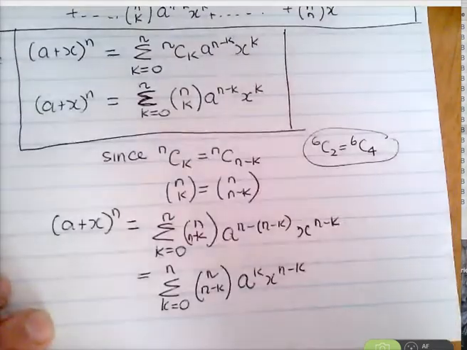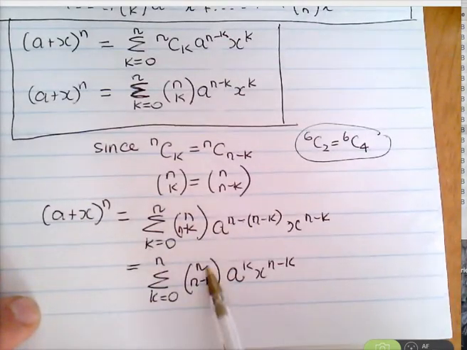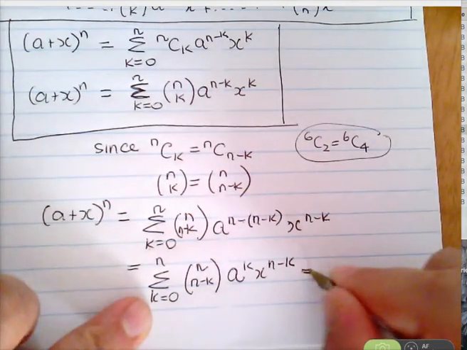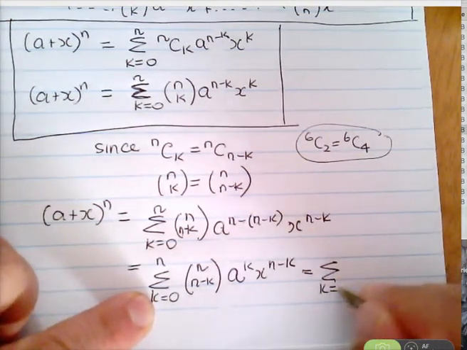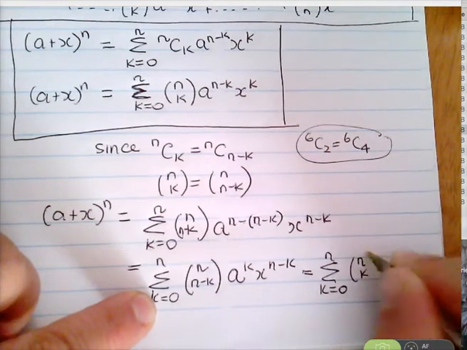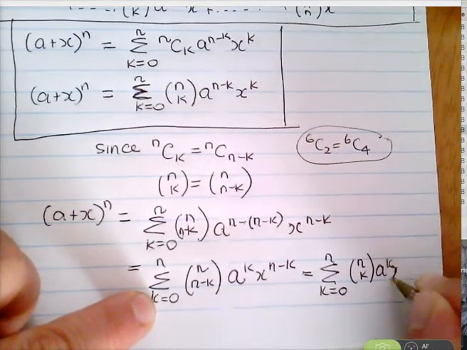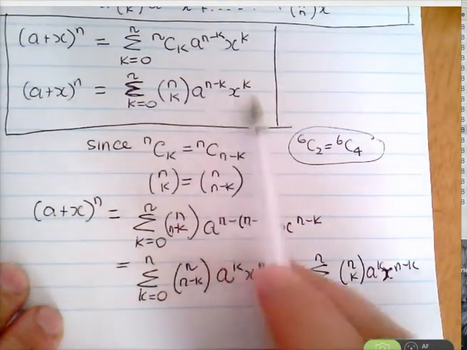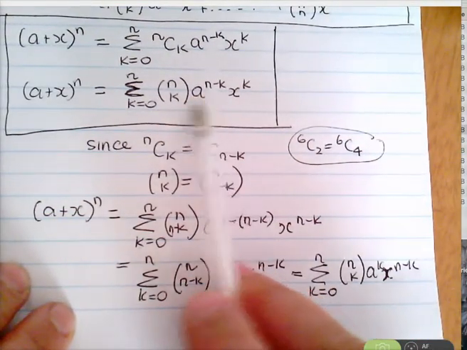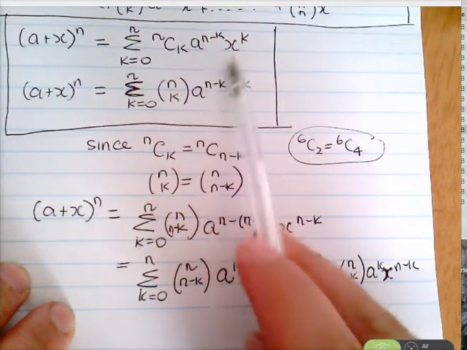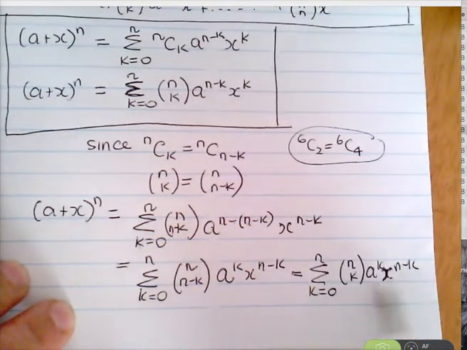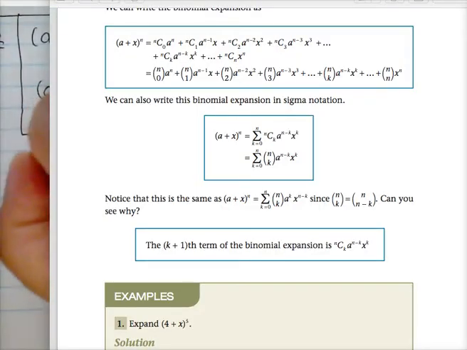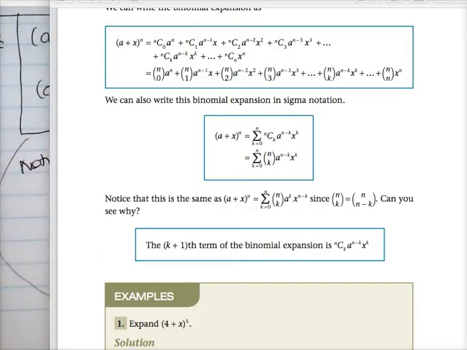So the sum from k = 0 to n of n choose n minus k, a to the k, x to the n minus k, is exactly the same as the sum from k = 0 to n of n choose k, a to the n minus k, x to the k. But look, we just use this form here, where you've got n choose k, a to the n minus k, x to the k. It is the same as this, okay? So that's just something to notice, but I don't want you to really learn that one.